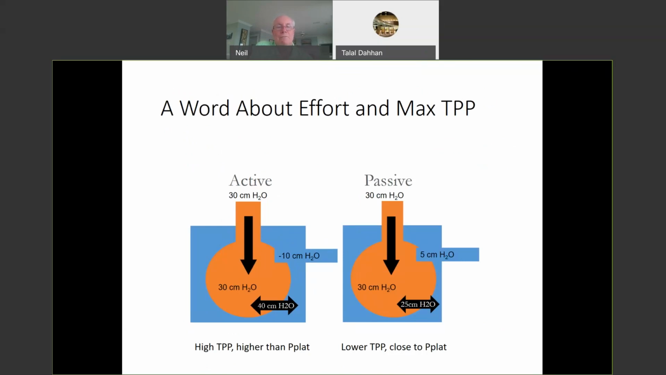The patient on the left, however, has a negative 10 centimeters of water being generated by the effort, and this creates a transpulmonary pressure of 40 centimeters of water, even though our plateau was only 30. So to summarize, if the chest wall is stiff, it's going to cause the plateau pressure to overestimate the actual transpulmonary pressure. And if the patient is active, it means that the plateau pressure is probably underestimating, if you can even get a plateau pressure in an active patient, the actual transpulmonary pressure.